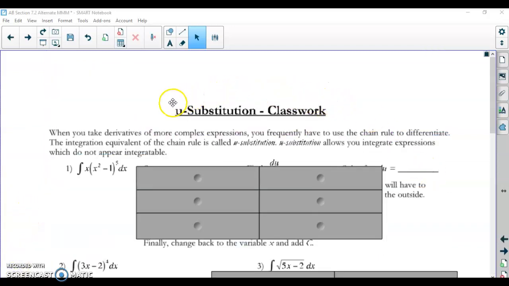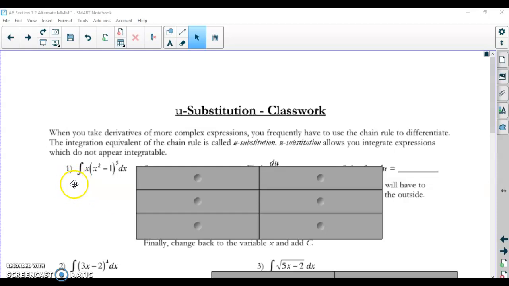So find the page in your packet that says U Substitution Classwork. This should be in your Chapter 7 that you received already. If not, don't worry, there's a PDF version of it posted in Classroom as well. We're going to try to do the odd problems here in Classwork as examples. A couple of them I have sort of blocked off so that we can go through one step at a time, and then a couple of them I just have the answers so that you can try and you can check and you can see how you did.